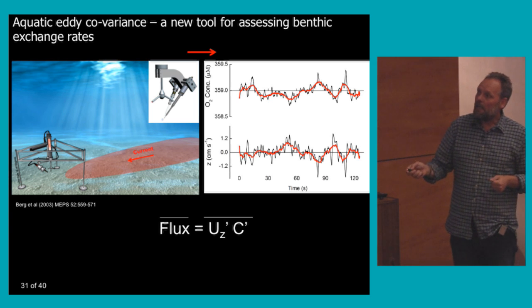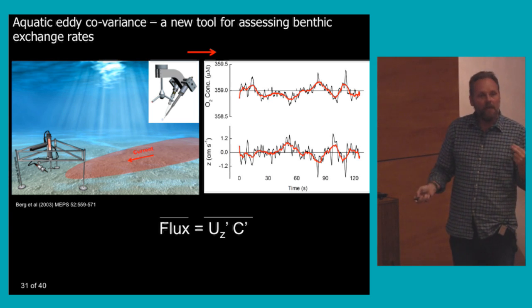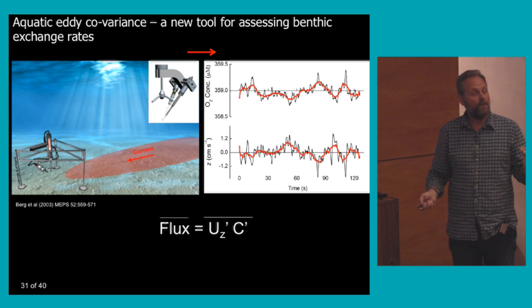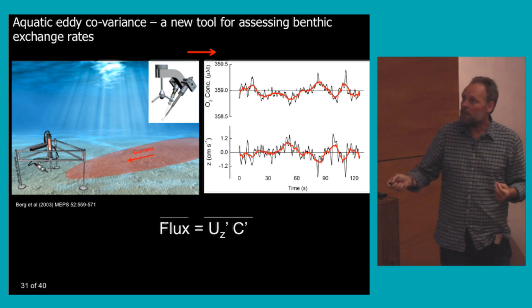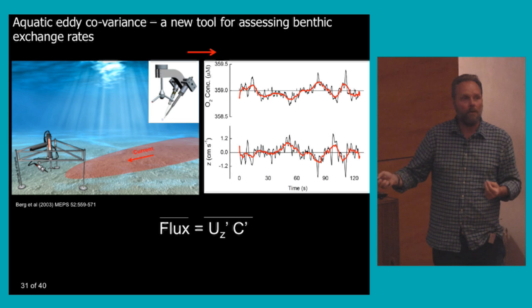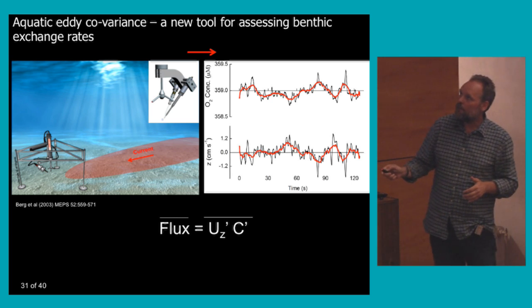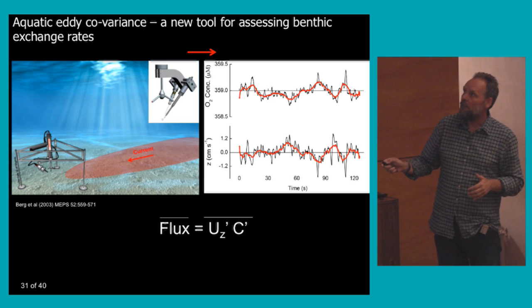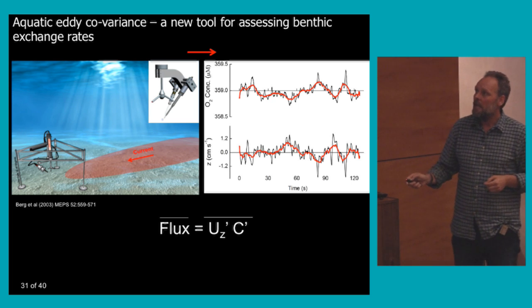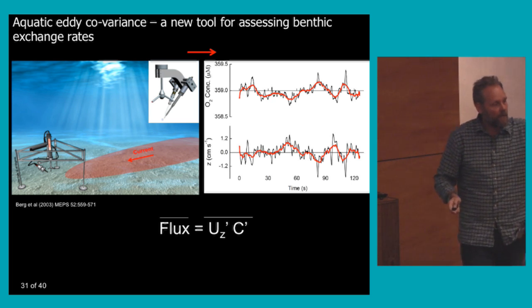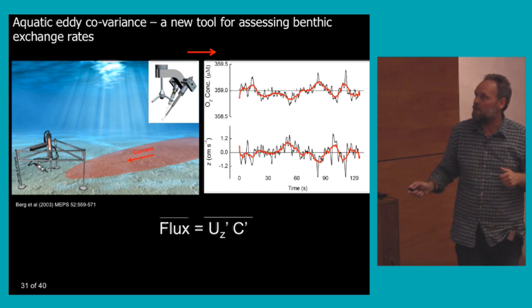The aquatic eddy covariance can non-invasively measure the oxygen uptake rate or any other exchange rate across a very big footprint of 100 square meters upstream without affecting it at all. What we're doing is measuring the fluctuations in oxygen concentrations at very high frequency, 64 hertz, and we're measuring the turbulent vertical flow component at the same time.